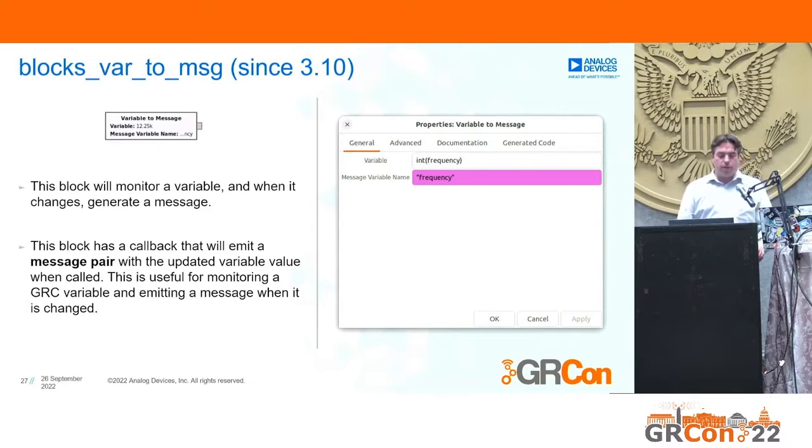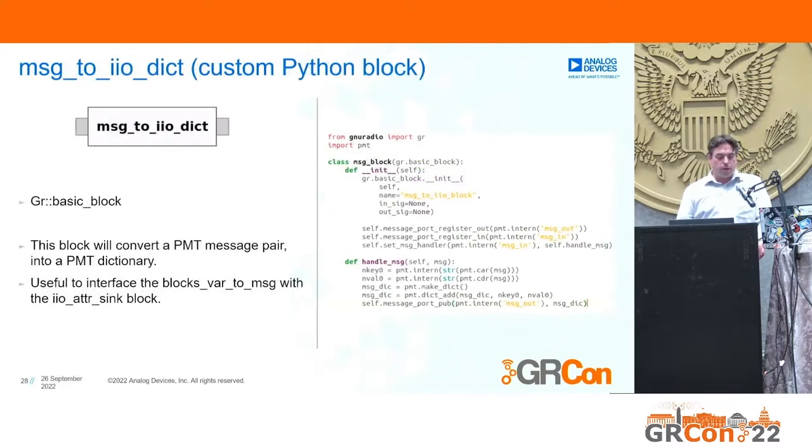But the downside with this is that this block has a callback that emits a PMT message pair, and that is not compatible with the IO attribute sink. That's why in this example we added a custom Python block of type GR basic block. This block will convert the PMT message pair into a PMT dictionary. You can see the basic Python code on the right side.